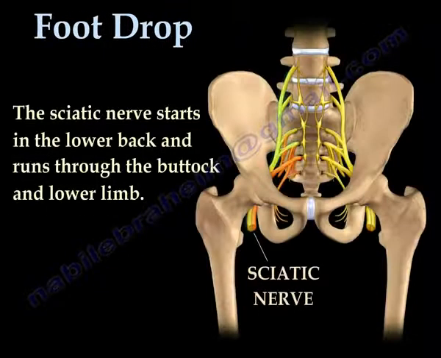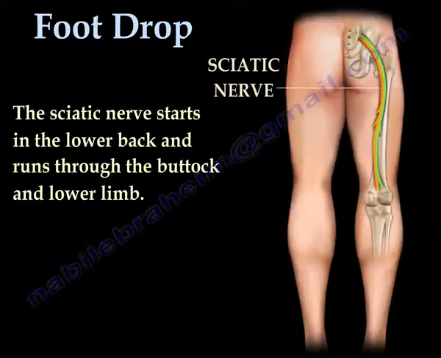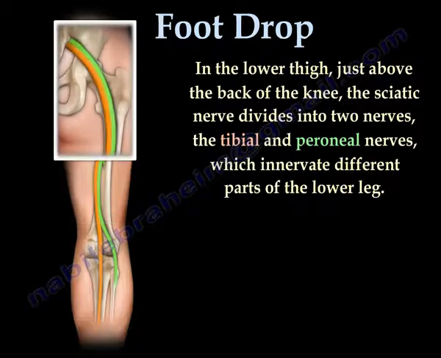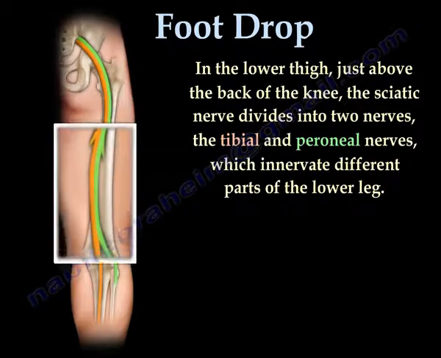The sciatic nerve starts as a nerve root in the lower back and runs through the buttock and the lower limb. In the back of the thigh and just above the knee, the sciatic nerve divides into common peroneal nerve and tibial nerve.